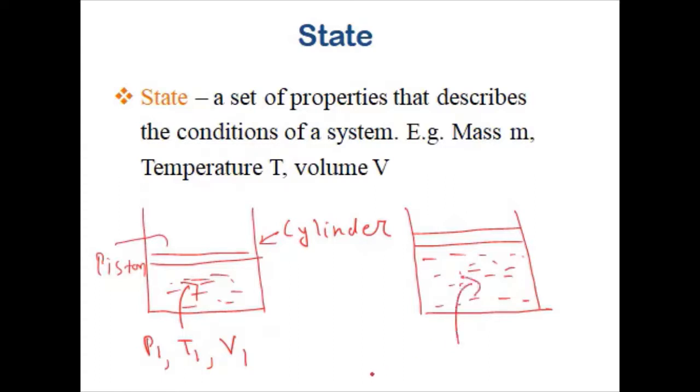So here the pressure will be P2, temperature will be T2, and volume will be V2. So these are the set of properties. P1, T1, V1 is the set of properties describing the system. Similarly, P2, T2, V2 is also a set of properties describing the final conditions. So this is about the state. These are the set of properties.